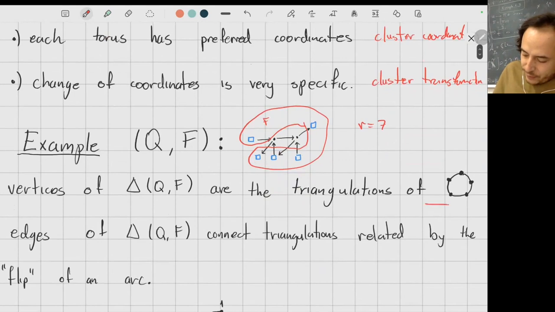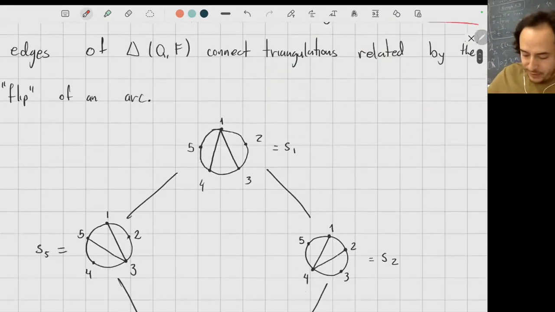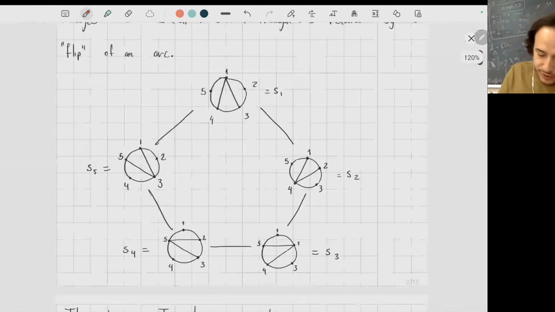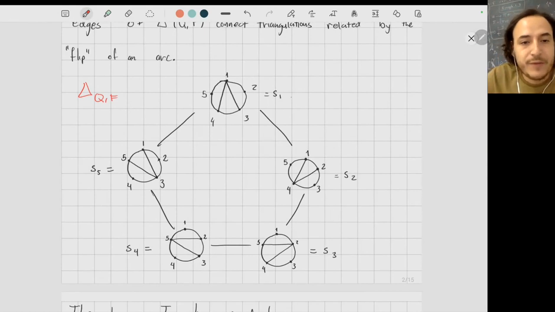So the vertices are going to be the triangulations of this disk with five marked points, and the edges are just going to be triangulations that are related to each other by a flip. So I have my simplicial complex here. This is actually the simplicial complex QF in this example.